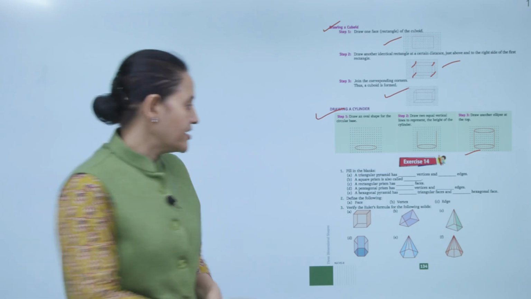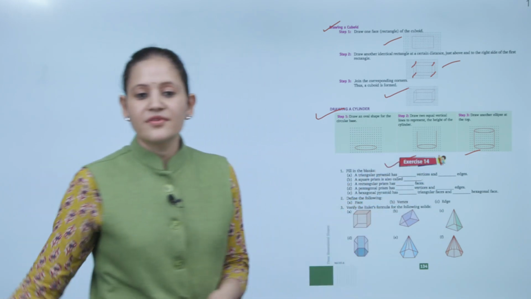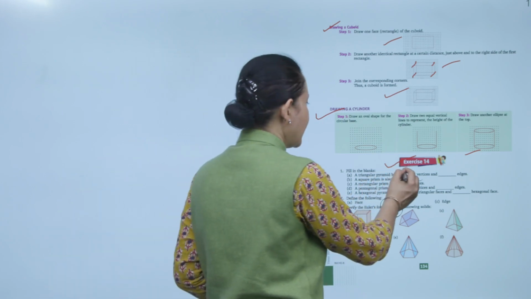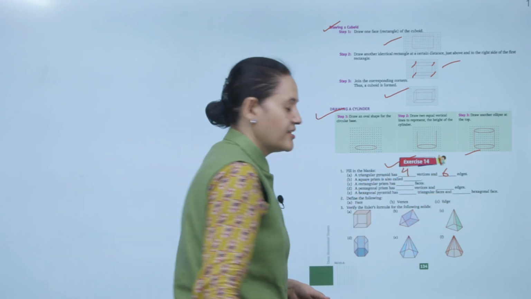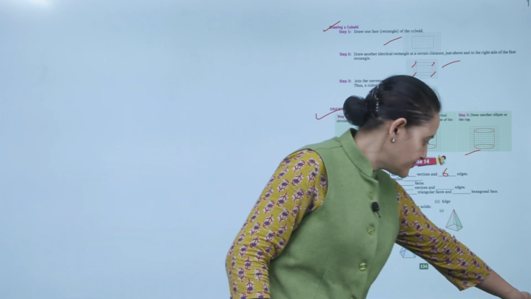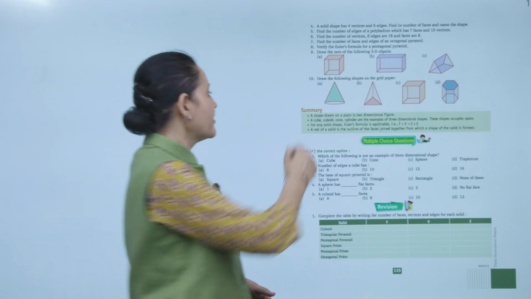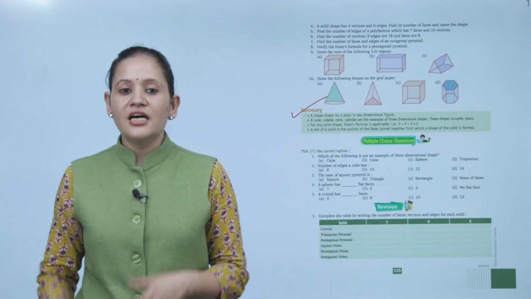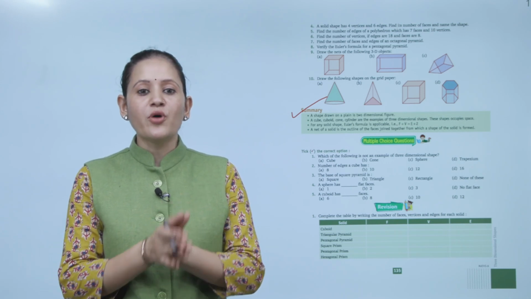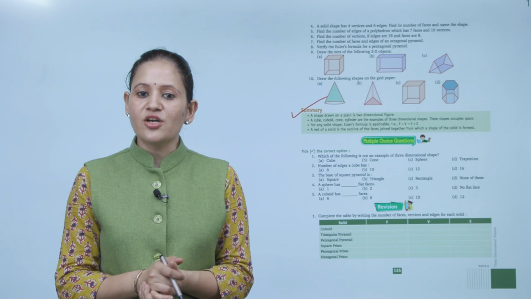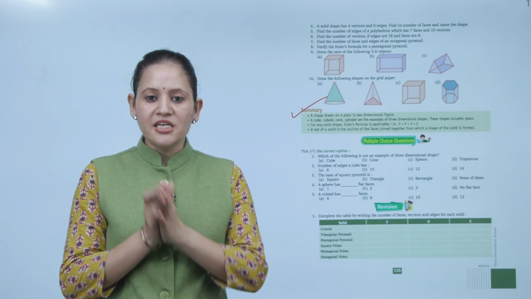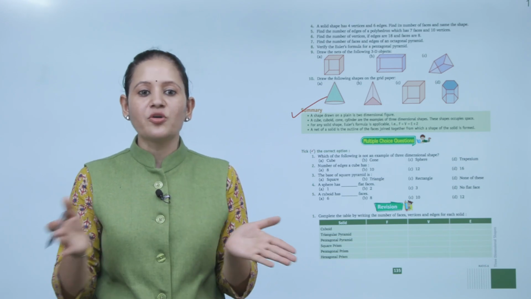Next is exercise 14. Fill in the blanks. A triangular pyramid has 4 vertices and 6 edges. Clear? Next is summary. A shape drawn on a plane is a two-dimensional figure. A cube, cuboid, cone, cylinder are examples of three-dimensional shapes. These shapes occupy space. All three-dimensional shapes, solid shapes, occupy space.